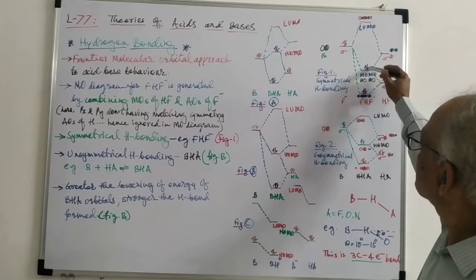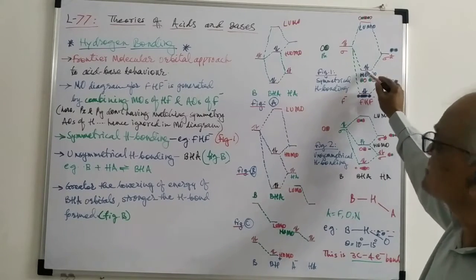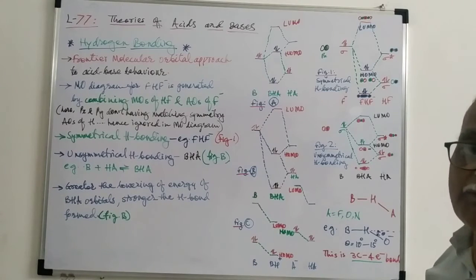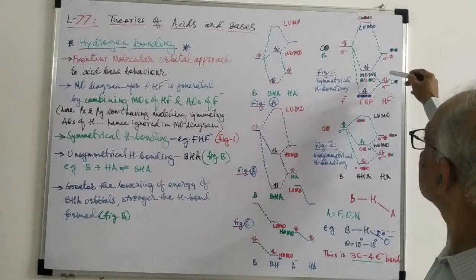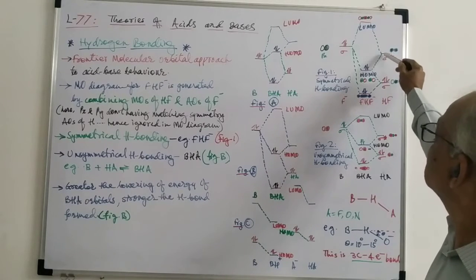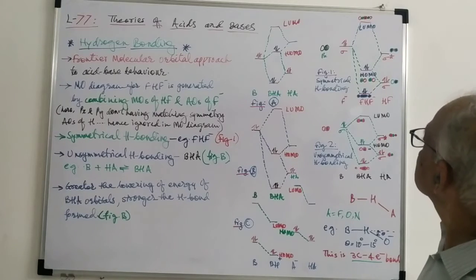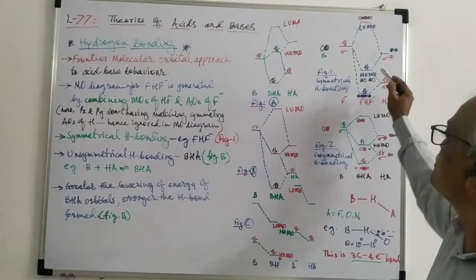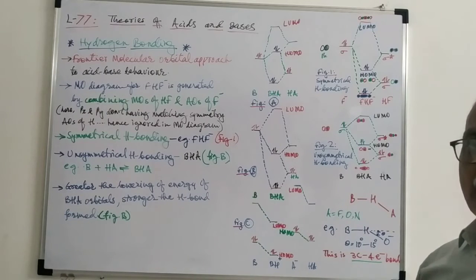This one is bonding. This other one has some bonding character and some anti-bonding character, but the bonding character is smaller and the anti-bonding character is larger, so it is nearly closer to this sigma star molecular orbital. Depending upon the actual energies of these resulting molecular orbitals, the strength of the hydrogen bond produced will vary.